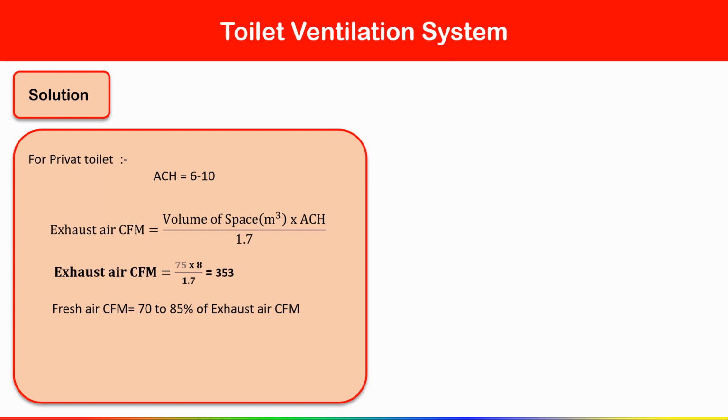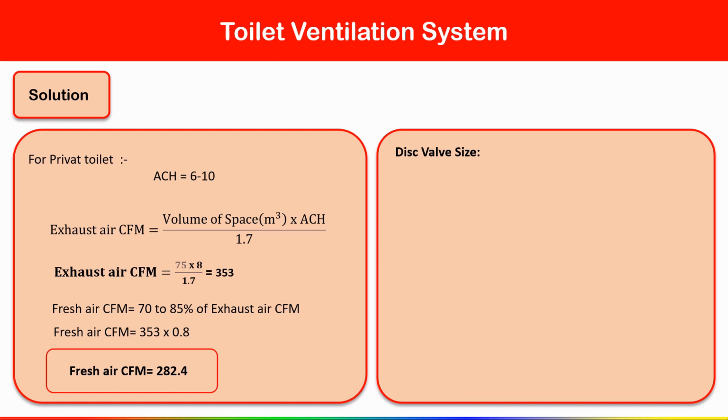As per ASHRAE, 70 to 85% of the exhaust air CFM is our fresh air, and we have calculated exhaust air CFM as 353. Now take 80% of this. Finally you will get the fresh air CFM of 282.4 CFM. It means that much air we have to supply from outside to inside to maintain or improve the indoor air quality.